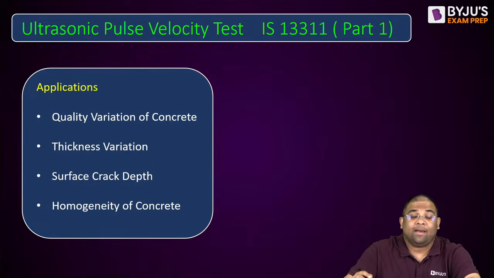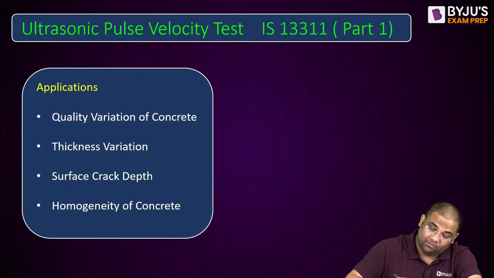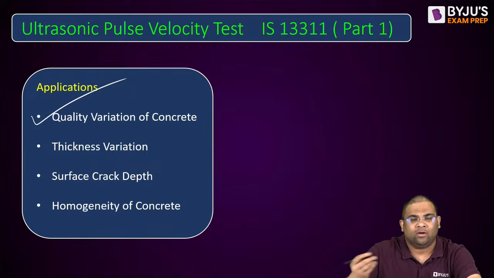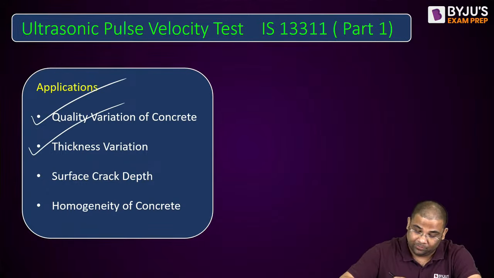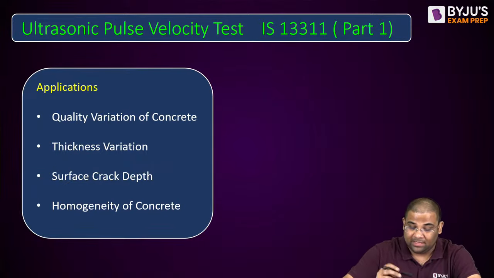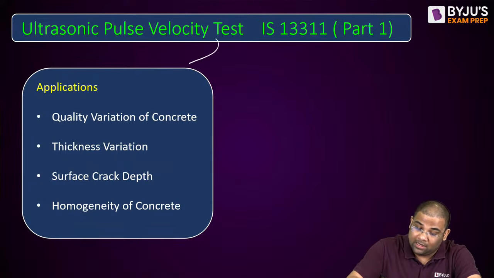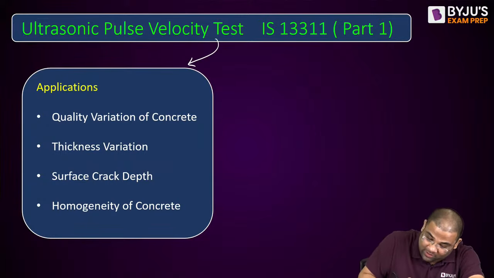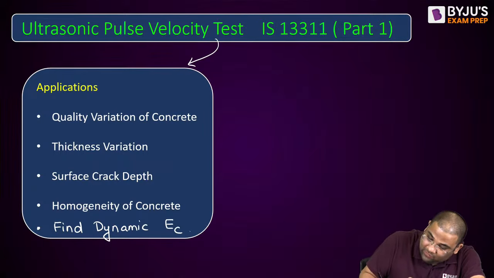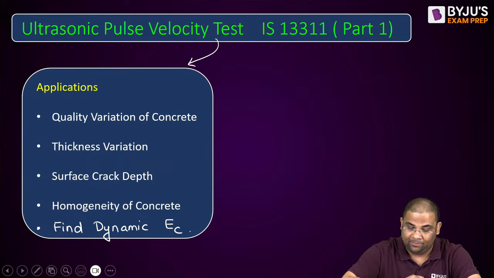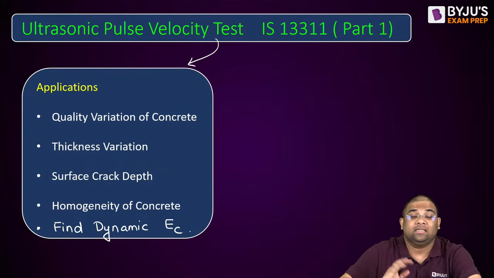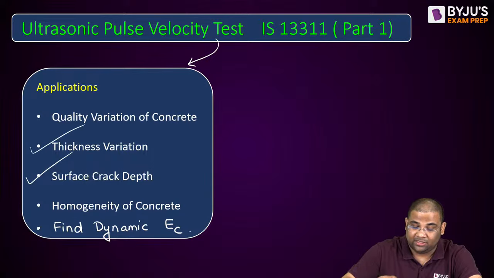But before that, what are the applications of this ultrasonic pulse velocity test? For quality variation of concrete, you can understand the quality variation. You can understand the thickness variation. You can understand surface crack depth and then homogeneity of concrete. So all these things can be found out using what? Ultrasonic pulse velocity. And I will add one here, to find what? Your dynamic E, right? Your dynamic modulus of elasticity of concrete. This is also one of the applications. And actually, from here only we can judge the other things, like crack depth, thickness variation, quality variation, homogeneity.